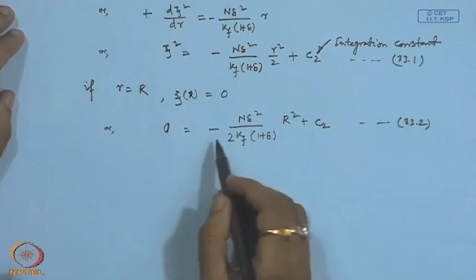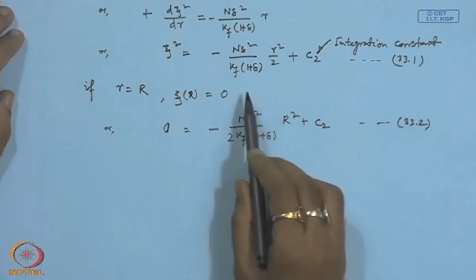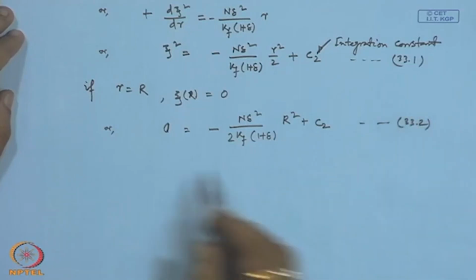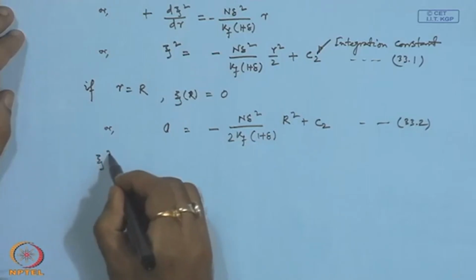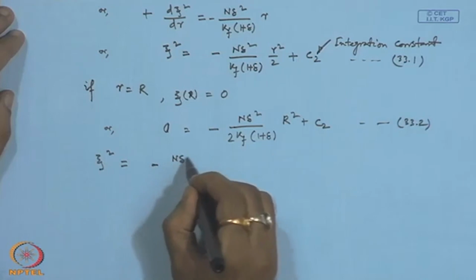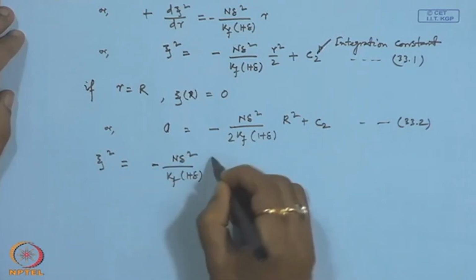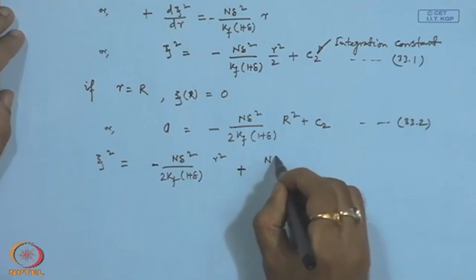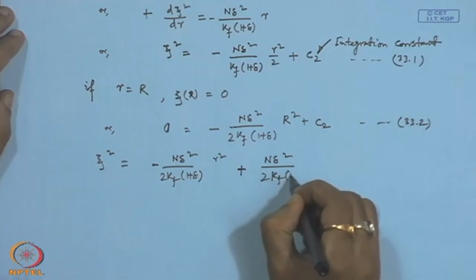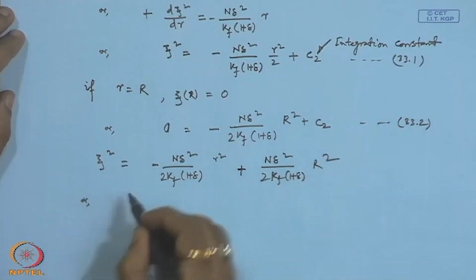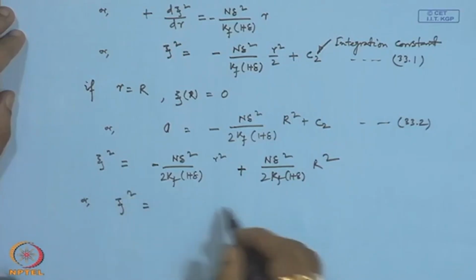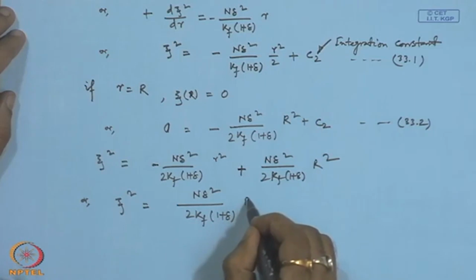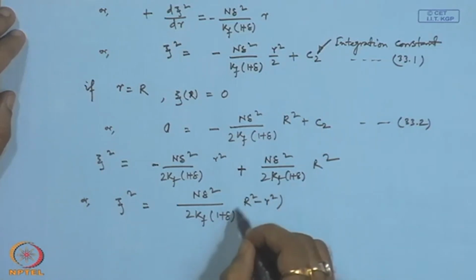So, if we subtract this equation 33.2 from 33.1, then we can directly write it as psi square equals to minus n delta square by Kf into 1 plus delta, r square plus this is n delta square by 2 Kf into 1 plus delta, R square, or finally we can write it as n delta square by 2 Kf into 1 plus delta, R square minus r square.